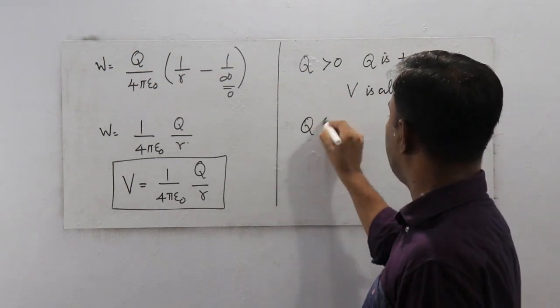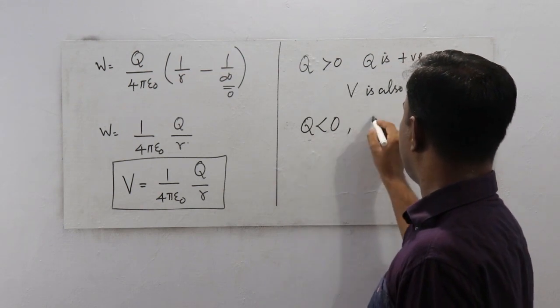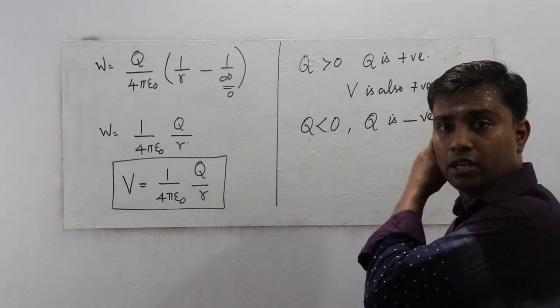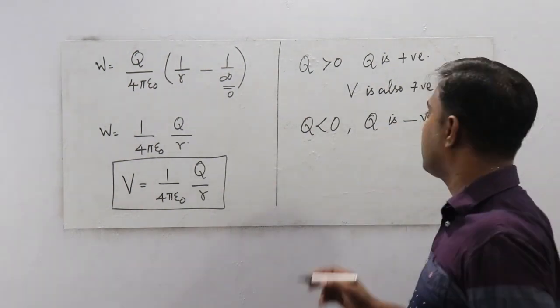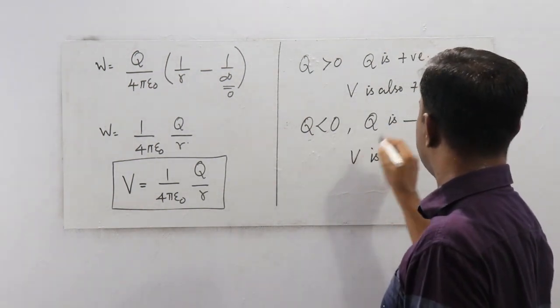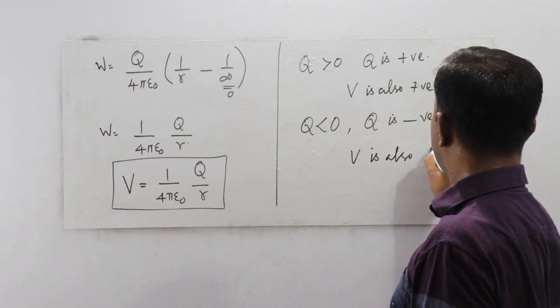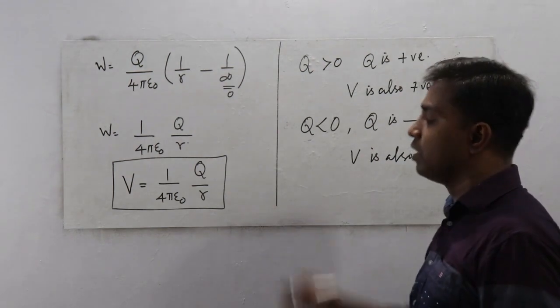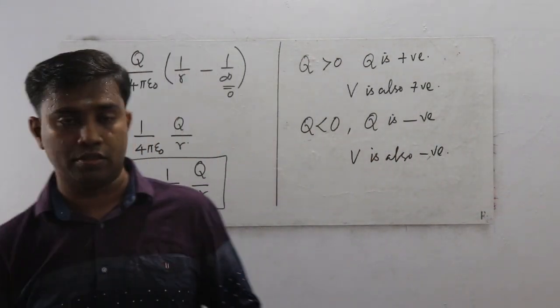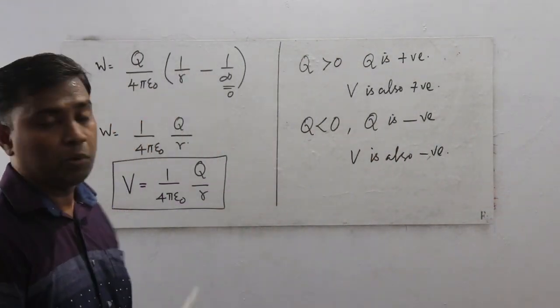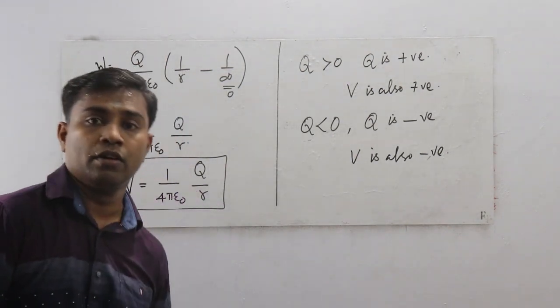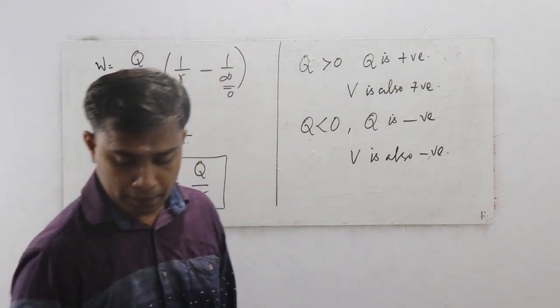And Q is less than 0. The charge Q is negative. If Q is less than 0, charge is negative, then we can say potential is also negative. So depending on the charge, the potential is also different. If the charge is positive, the potential at a point will be positive. If charge is negative, the potential at the point will be negative.